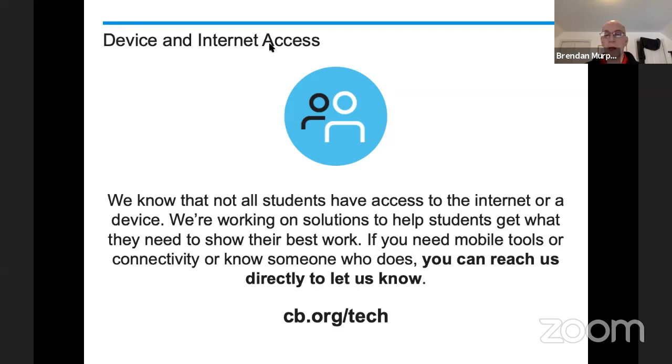So if you need mobile tools or connectivity or know someone who does, feel free to reach out directly to the College Board at that website below. Feel free to notify your teachers. Please, please, please let someone know that you want to take the test, but for some reason there's an issue with technology, and the College Board will bend over backwards to try and help you out.